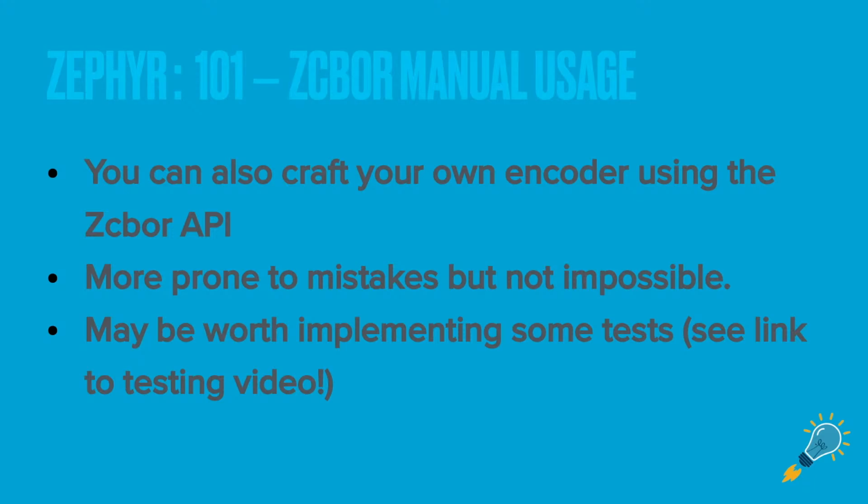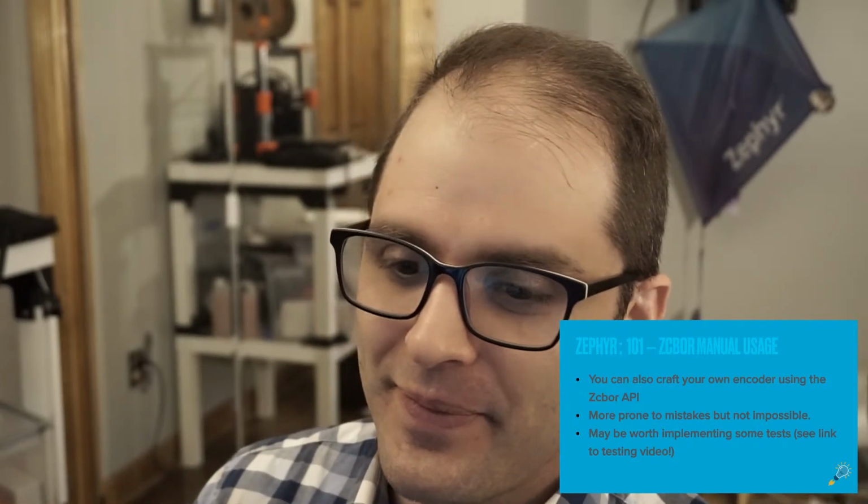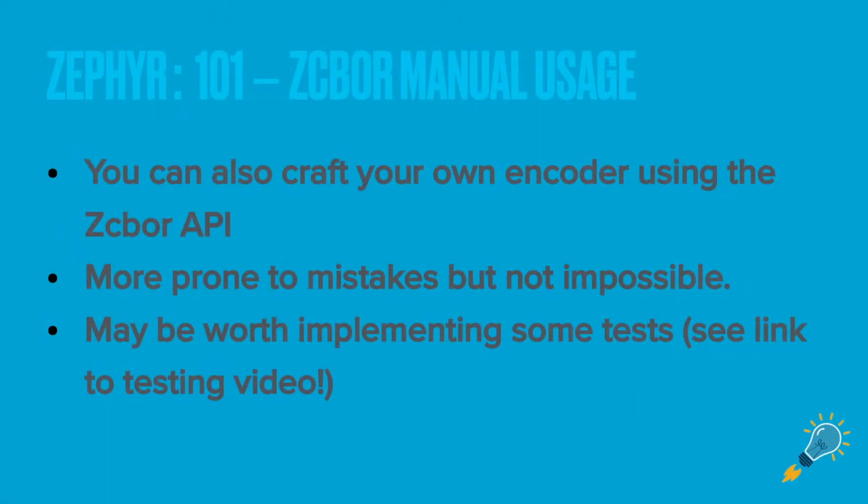Switching gears slightly, you can also, like I mentioned before, generate your own encoder using the Zcbor API. I like the fact that you can auto-generate these things, and it's less of an issue. There are fewer mistakes, because I've definitely made them. You can take a look here. It's prone to mistakes, but it's not impossible, and I've done it plenty of times.